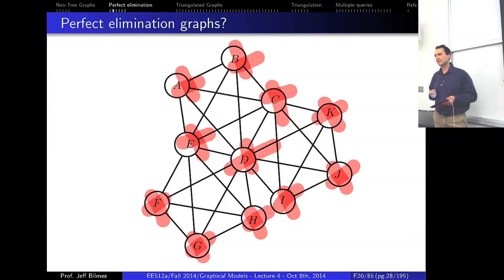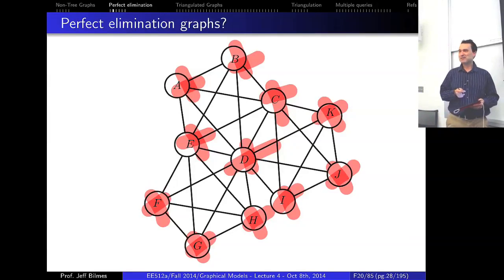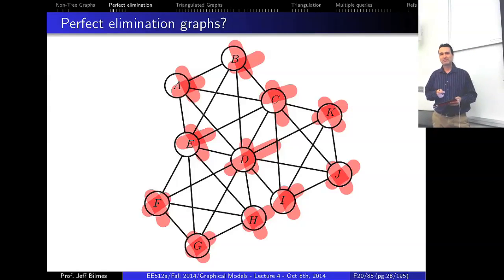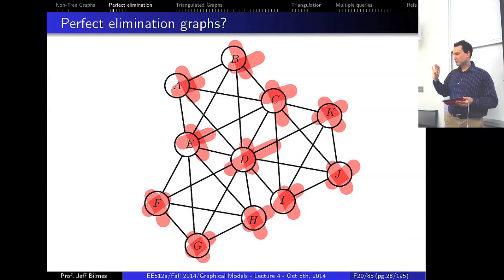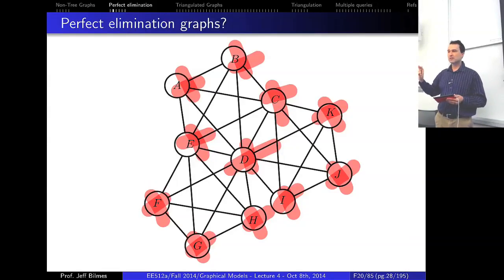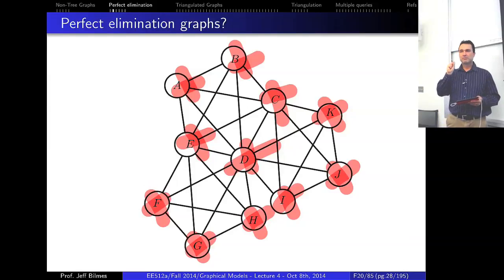Yep. Will we be discussing moralization at some point? Do you want to talk about moralization? Yeah, we can talk about moralization. I haven't talked about Bayesian networks. So what we'll do is the following. We will finish the discussion of triangulation, all this kind of stuff, and exact inference with Markov random fields. Then we'll talk about Bayesian network inference.